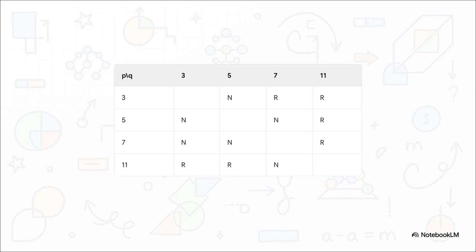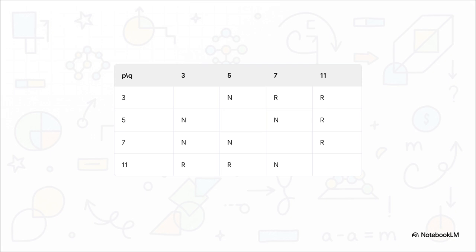What's so fascinating here is the strange symmetry, right? This whole table is basically asking, for any two prime numbers p and q, is q a perfect square in the mathematical world of p? R means yes, it's a residue, and N means no. But check out the pattern.